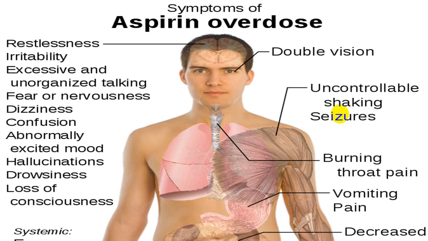In children, very often you can produce an overdose, and very rarely in an adult you get an aspirin overdose, or we call it aspirin toxicity. When you give aspirin 650 milligram, 2 tablets QID, or even more than that, it can produce irritability, fear, dizziness, confusion, alteration in mood, hallucination, drowsiness, altered level of consciousness. A person can develop fever, diplopia, double vision, seizures, burning pain in the throat, vomiting, decreased urination. A lot of these things can happen.